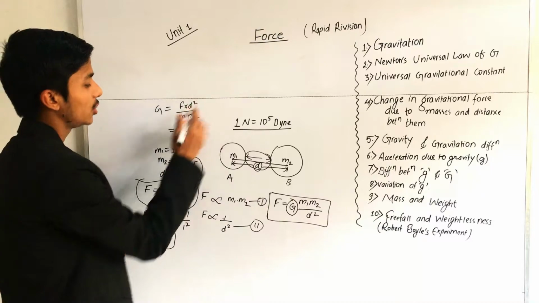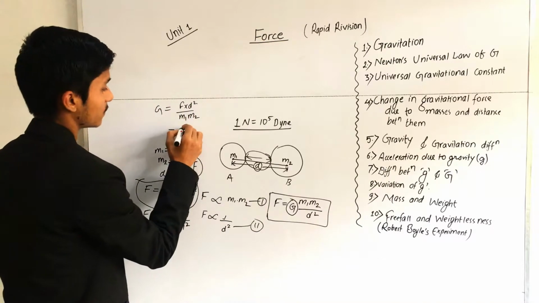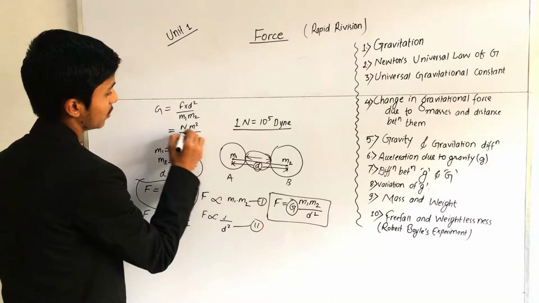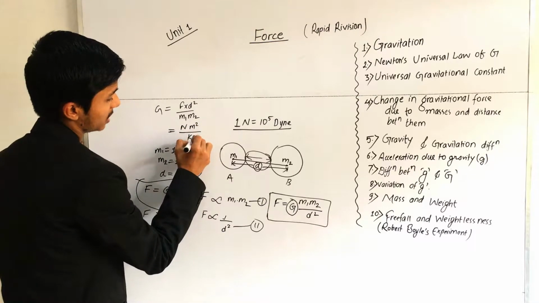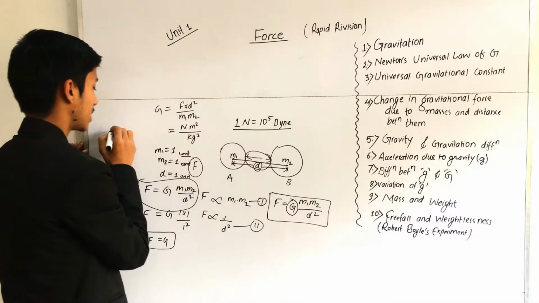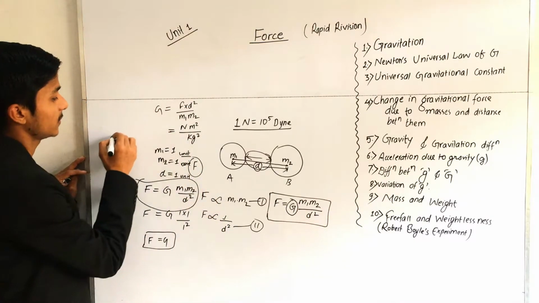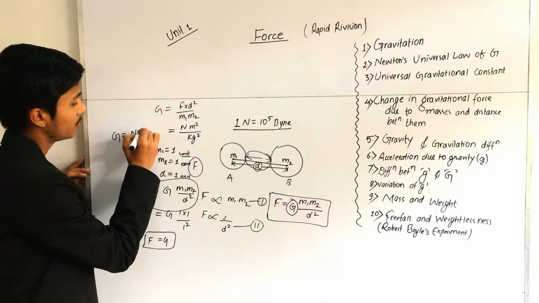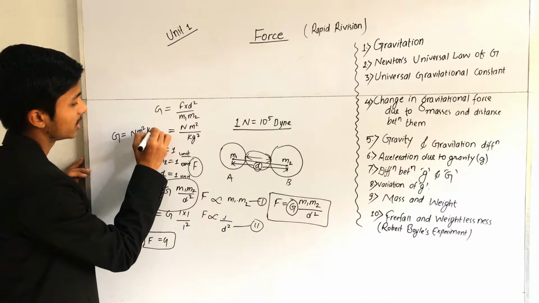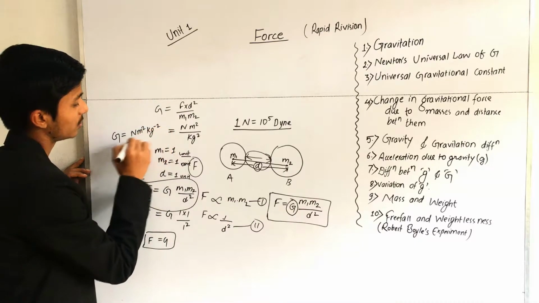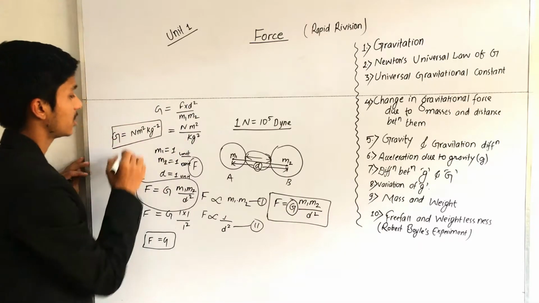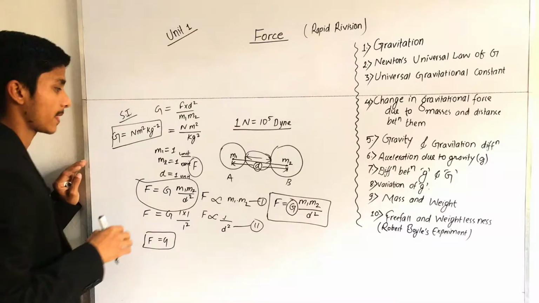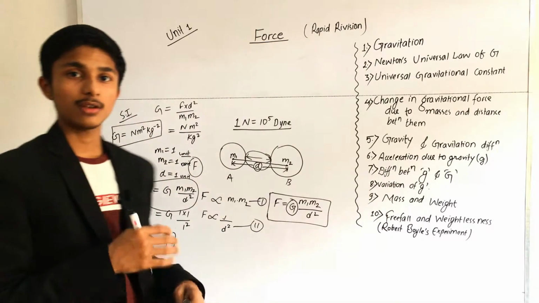Now we write the unit for each quantity, that is, for force we write Newton, for distance we write meter square, and for the two masses we write kg square. So we can write here that the unit of G is Newton meter square per kg square. Here I am using the SI unit.